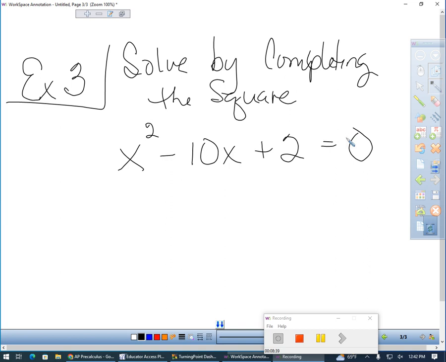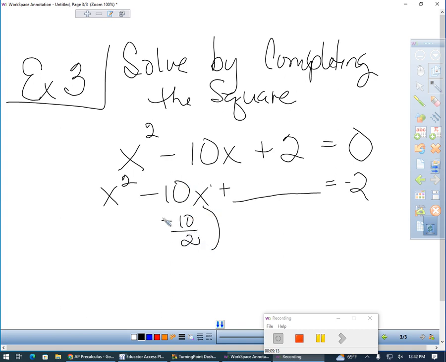To complete the square, we first move this 2 to the other side. So I have x squared minus 10x, I had you guys put x, I had plus, and I had you put a blank, equals negative 2. Then to complete the square, you took half this middle number, so negative 10 divided by 2, and we squared it. Negative 10 divided by 2 is negative 5. Squared is 25. Whatever I add to this side, I have to also add to this side.